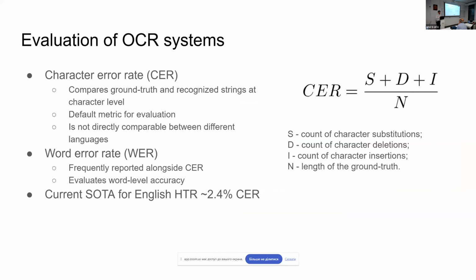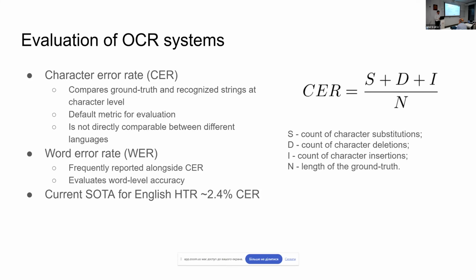So OCR systems can be evaluated using the character error rate measure. It only compares the ground truth text to the recognized text. It uses so-called string distance, which is the numerator in this formula, and it normalizes it by the ground truth length, or the maximum of the ground truth and predicted string length. Also, people use word error rate as a separate metric, which does the same thing as character error rate, but on the level of words.